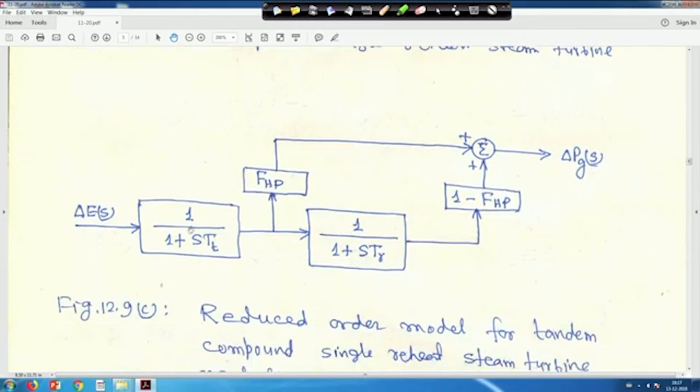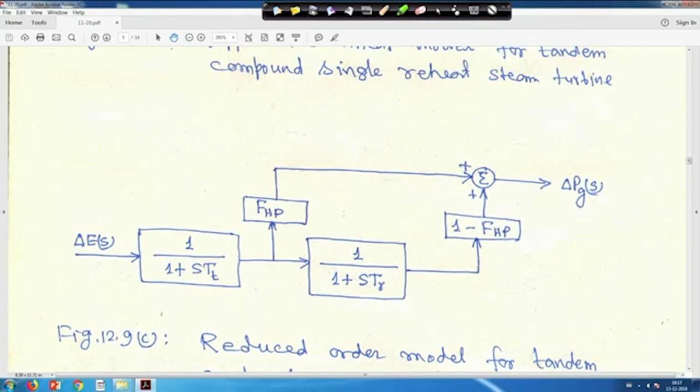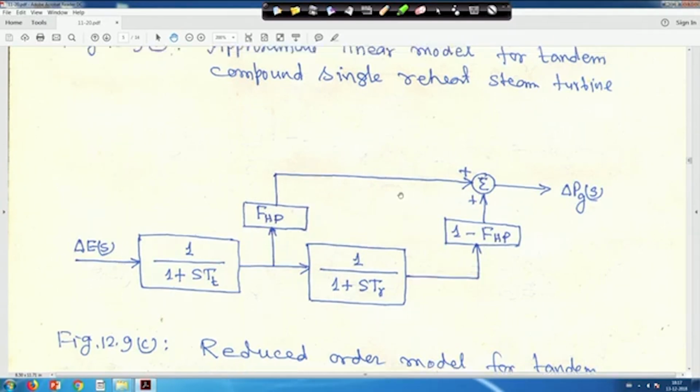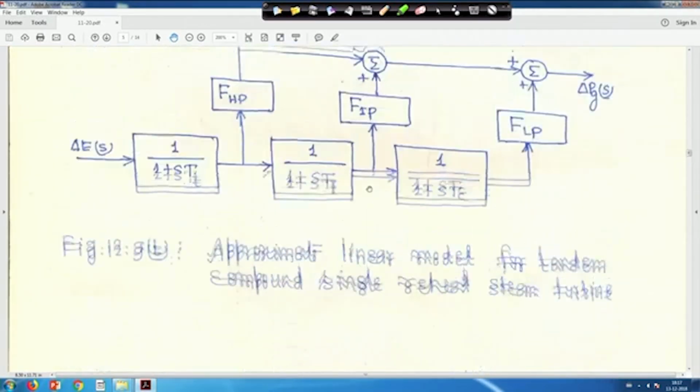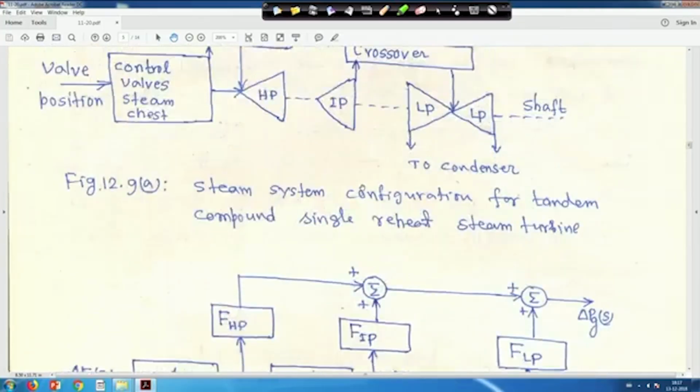So, TC is neglected, it will be 1 upon 1 plus STT, this is FHP, 1 upon 1 plus STR, TC is neglected and FIP plus FLP is equal to 1 minus FHP. So, this is 1 minus FHP and the output is delta PG, right. So, this is that diagram. Now, from there we will try to find out delta PG upon delta ES, that is simply the transfer function. So, we will go up.